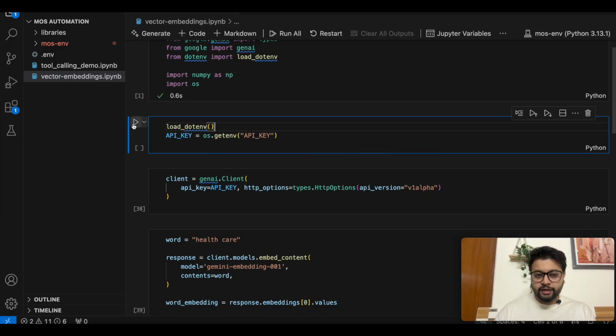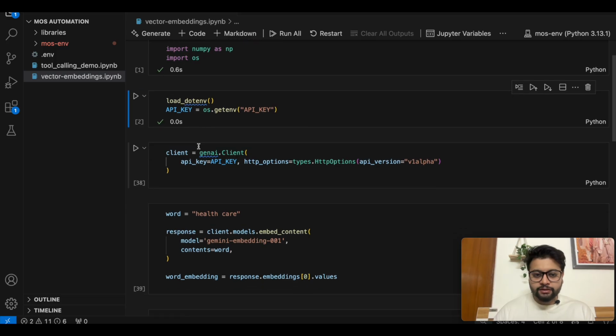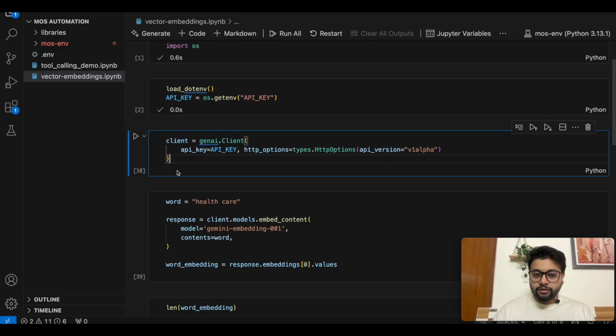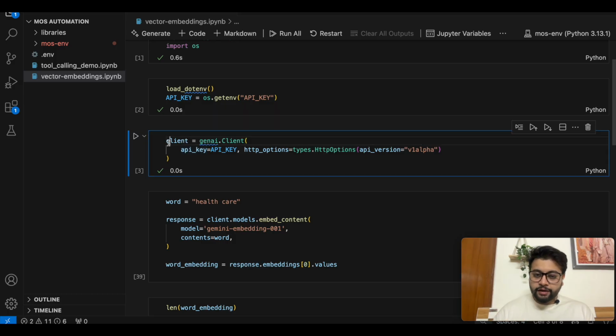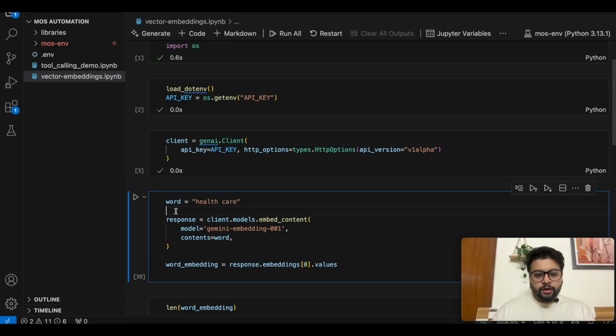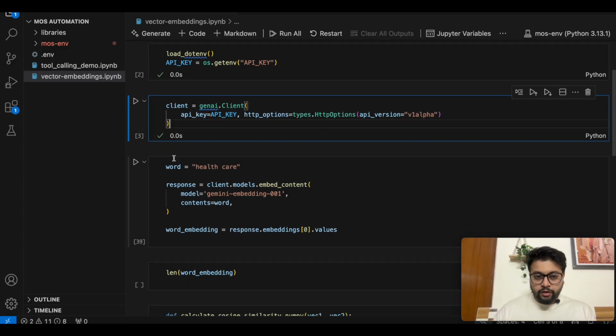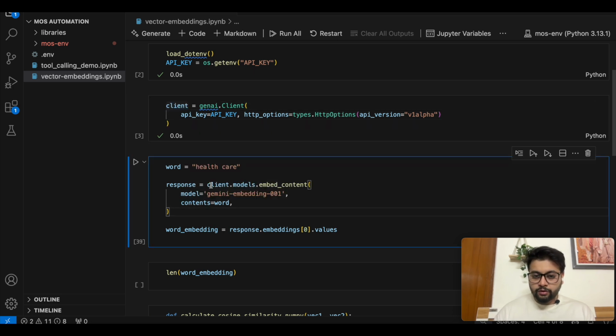So I'm going to load my environment variables, and I'm also going to load the client. Once I have the client, I can use it to load the large language model or the embedding model, and I can talk to them, or send a request and get a response. So I have defined the client. Now I'm gonna use this client to load my embedding models, and from the embedding model I'll get the word embeddings.